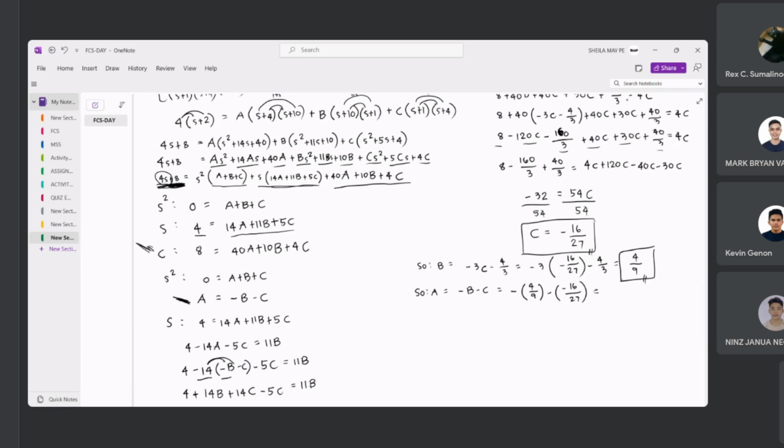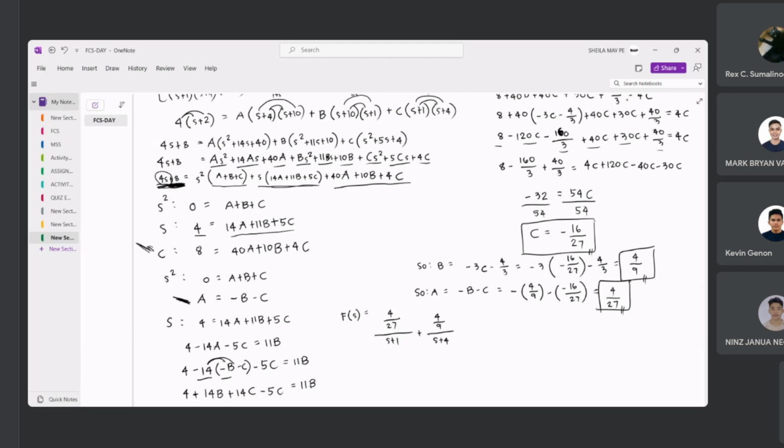So we have 4 over 27 as our letter C. Okay, we have our three roots already. So we have our f of s equal to 4 over 27 all over s plus 1. And our b is 4 over 9, 4 over 9 all over s plus 4.